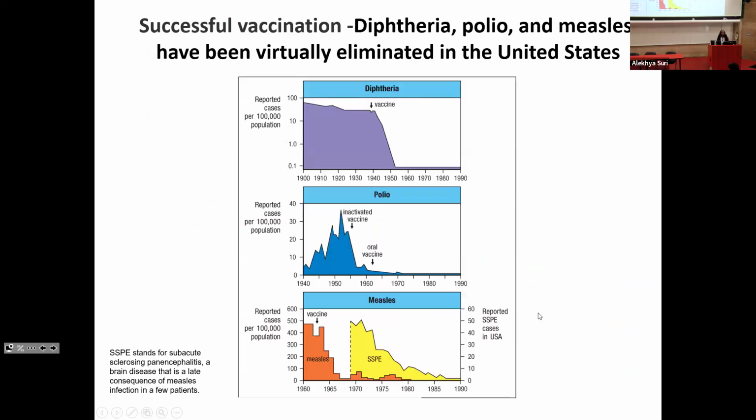So this is just a slide to reiterate and emphasize how vaccines have been able to control a number of different diseases. In this case, just as examples, diphtheria, polio, and measles have all been virtually eliminated, not just here, but in most parts of the world. And this is through successful vaccination. Successful vaccines work because of the memory B cells and antibodies that you can make to the vaccine.